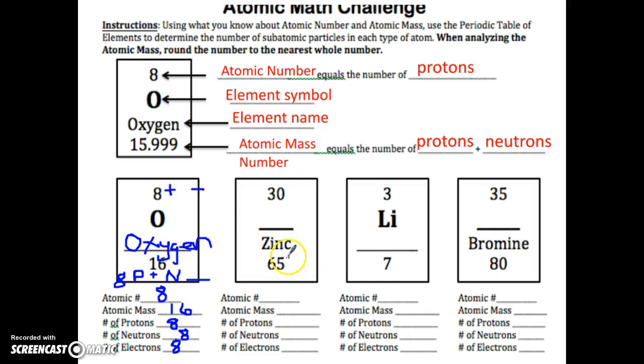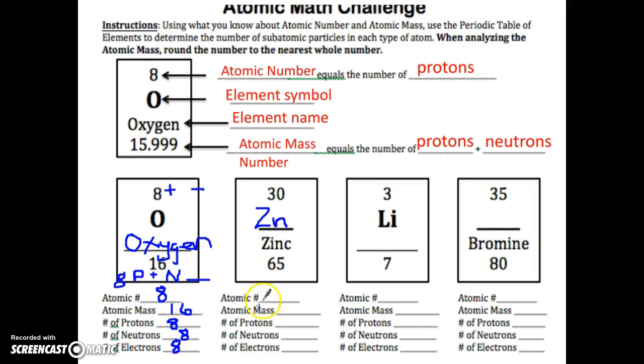Let's do another one. We need to find zinc on the periodic table. All of the elements are in order by their atomic number, so find zinc, which has an atomic number of 30. The element symbol for zinc is capital Z, lowercase n. If there are 2 letters in an element symbol, then the second letter is always lowercase.